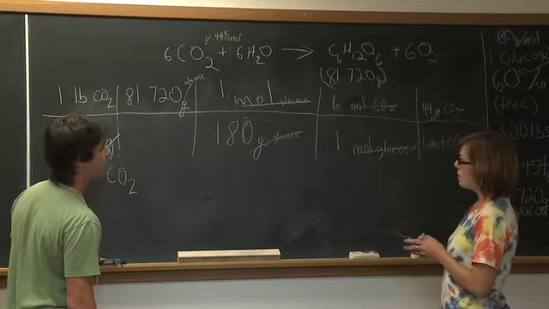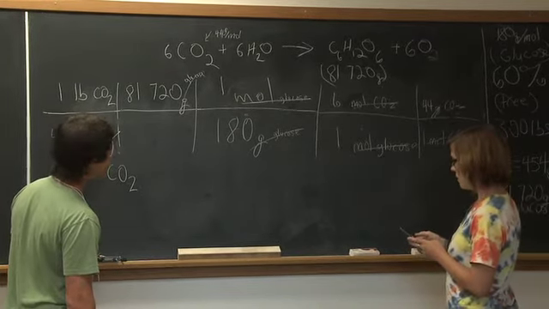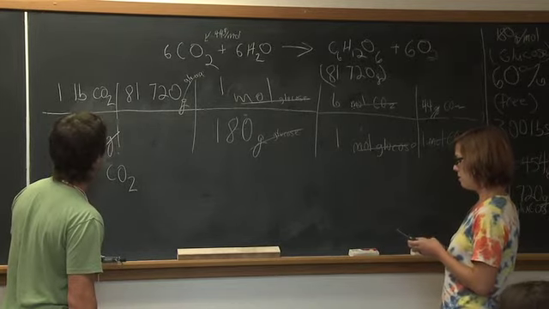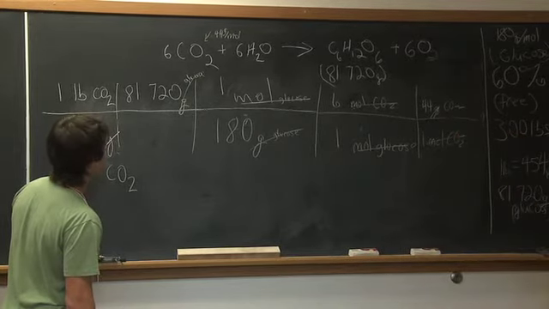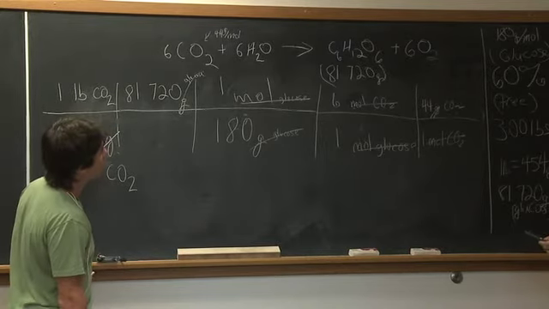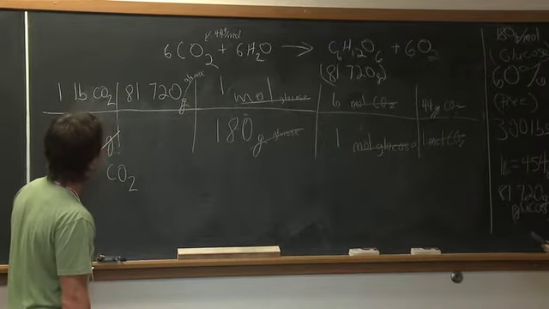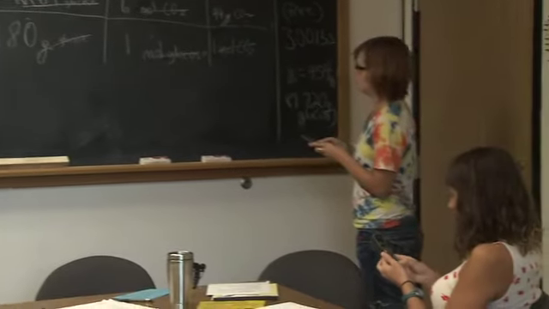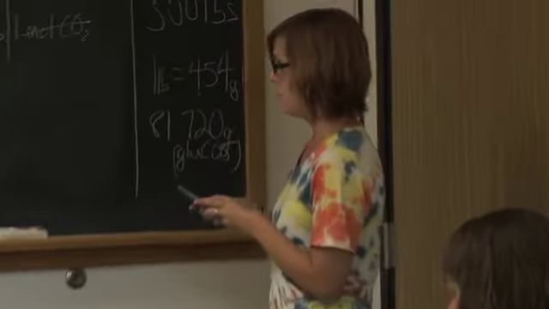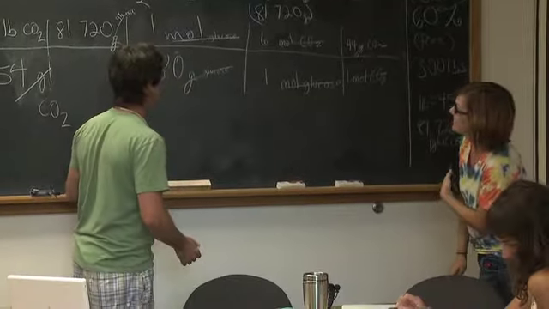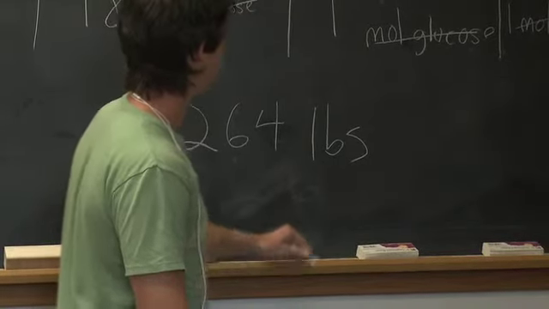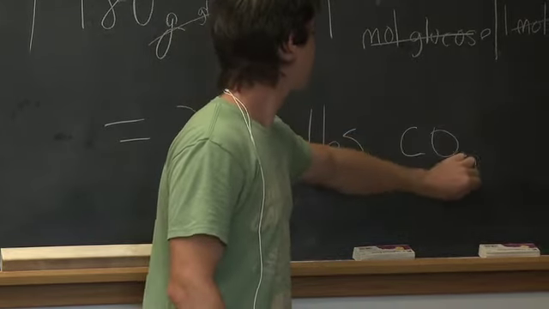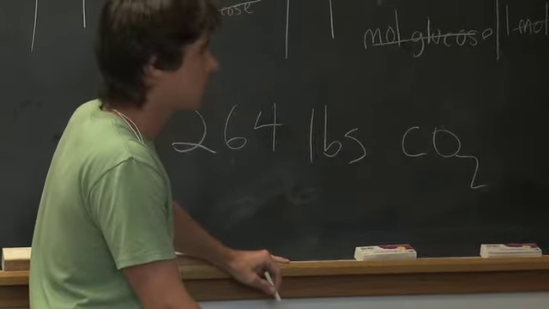So you just have 1 times 81,720 times 1 times 6. I don't know about you guys, but I do all the times and then I do divides afterwards. I was doing the same thing. Divide by 454. We've decided that it's 264 pounds of what? My teacher gets mad if I don't say of what. CO2. Okay, so you can also work it forwards again to check.